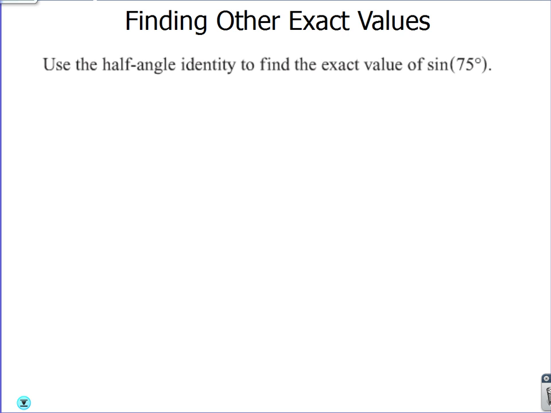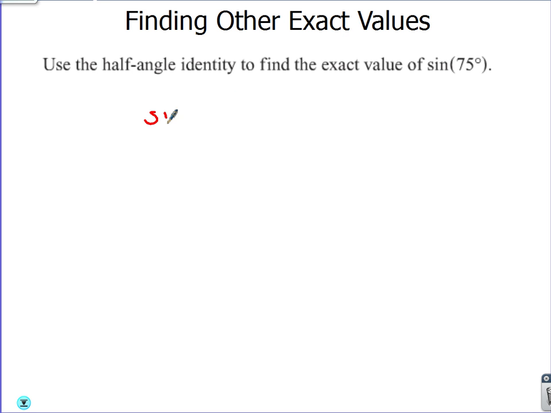It says use the half angle identity to find the exact value of the sine of 75. Now here, this is what we don't know. But we did have another method of finding the sine of 75. Don't write this down, but just revisiting, we could have done the sine of 45 plus 30. Remember the other day we did that. That's another way you could actually use your sum and difference identities to find the sine of 75. Let's do it a new way.